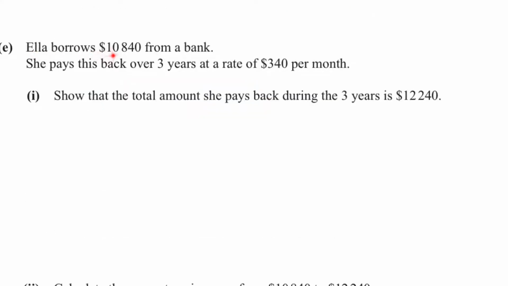Ella borrows $10,840 from a bank. She pays this back over 3 years at a rate of $340 per month. Show that the total amount she pays back during the 3 years is $12,240. So 3 years she pays $340 per month. Because it is per month, multiply by 12, and that will give us $12,240.